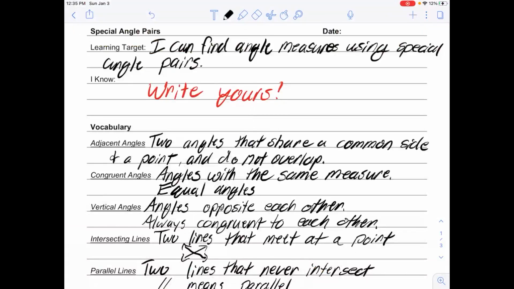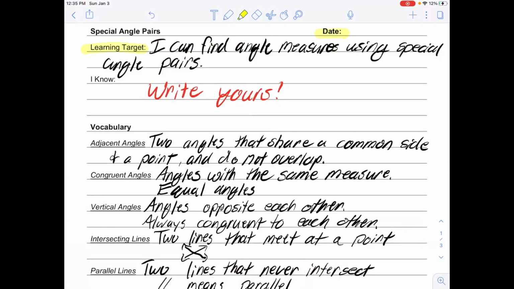For today's video, we are talking about special angle pairs. This is another video with a lot of vocabulary. So the first thing we're going to want to do is get all of it written down, and then we're going to be using it to solve a bunch of problems. So our learning target today is I can find angle measures using special angle pairs.